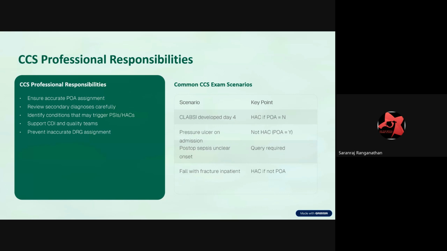Next example: pressure ulcer on admission. The POA is going to be Y, because at admission, present on admission, he has the pressure ulcer. I'm indicating Y, and it is not a HAC, not a hospital acquired condition. Then post-operative sepsis with unclear onset: I need to query the physician.